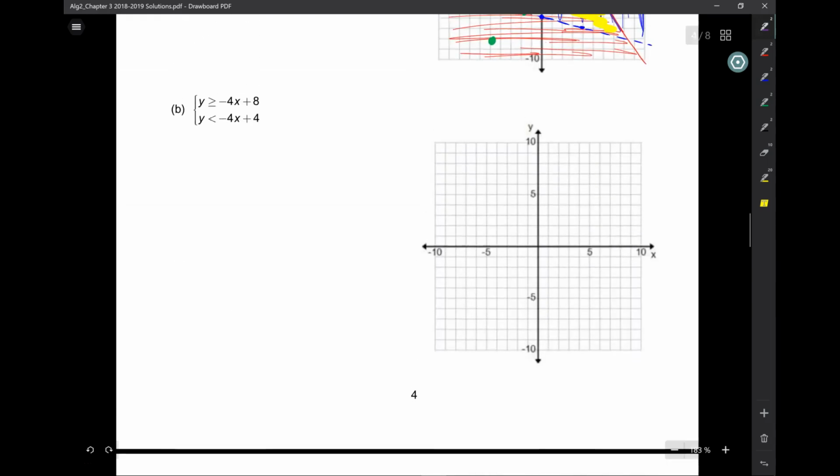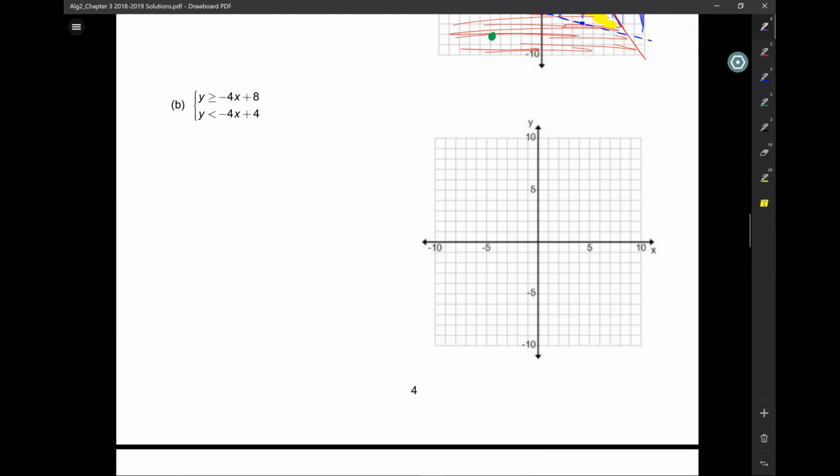All right, so let's do this one. y is greater than or equal to -4x plus 8. So here, -4x plus 8. That's 8. And then we're going to go down 4 over 1. And where am I going to shade here? The region above. Here.